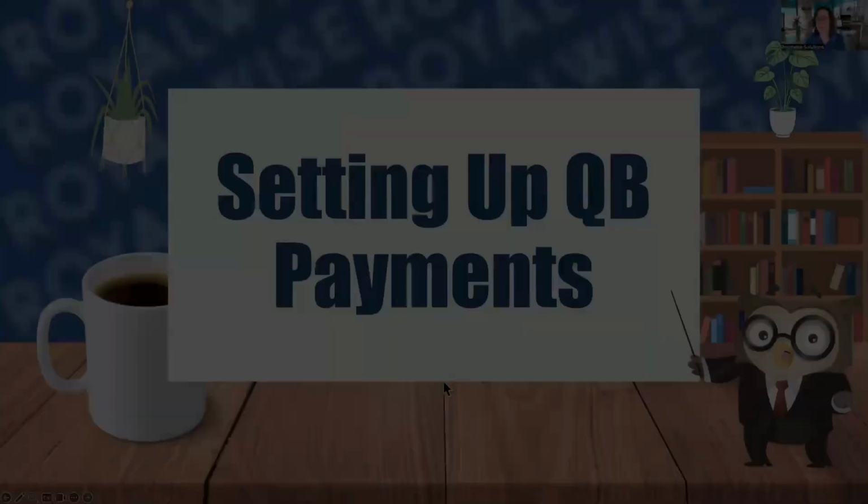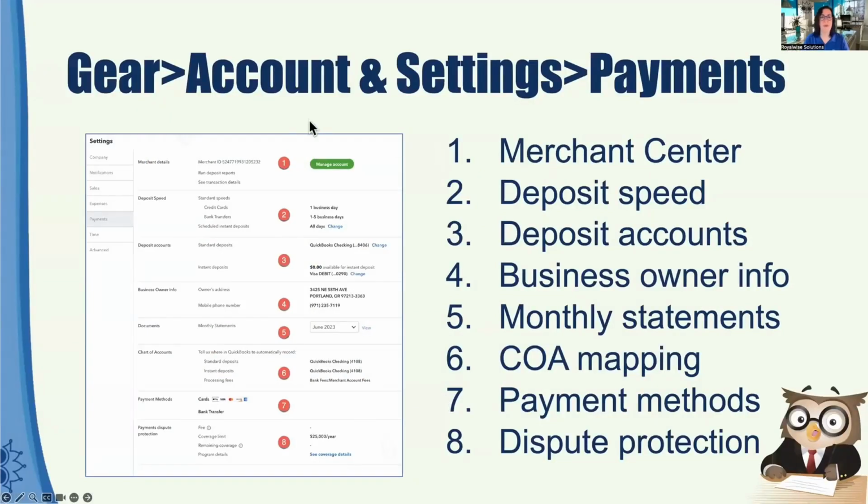Okay, thanks. Let's get into setting up your QBO. The place where you go to do this is under the gear. You go to account and settings and then to the payments section. And I'm going to actually go in and show you a lot of these. But this is where you can get access to the Merchant Center. You can see your deposit speeds. You can double check your bank accounts where you're depositing to. This is where you can see who the business owner is. You can access your monthly statements. You can double check your chart of accounts mapping, control which payment methods are turned on or not, and then elect for dispute protection, which we are going to talk about.